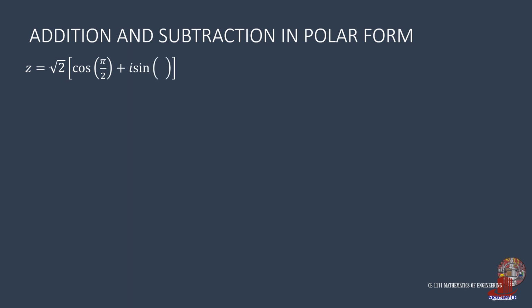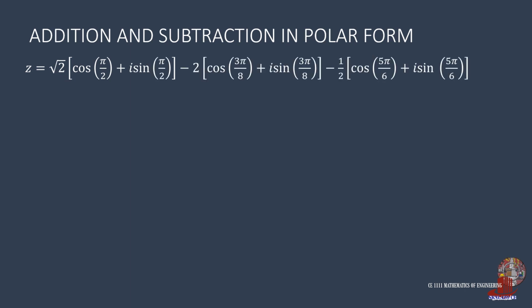The second example uses radians. z is the root of 2 cosine of half of pi plus i sine of half of pi minus twice of cosine of 3/8 of pi plus i sine of 3 pi over 8 less half of cosine 5 pi over 6 plus i sine of 5/6 of pi.